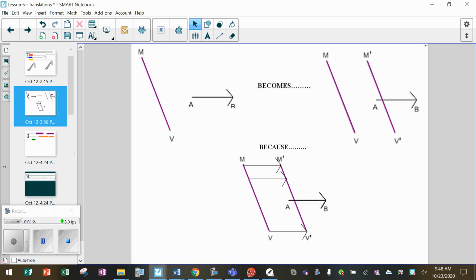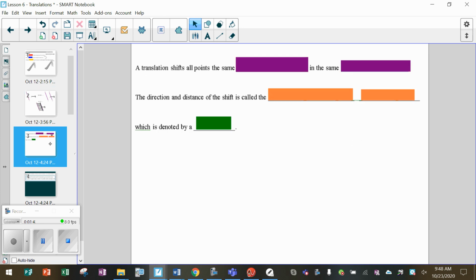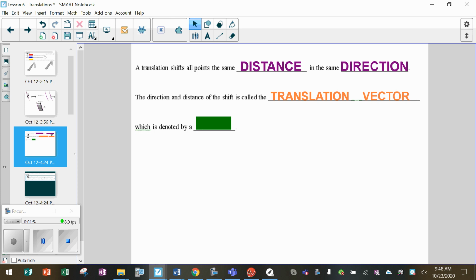and I can move it to different places, every point in my shape moved in the same direction and the same distance, no matter which point I pick. All these vectors of my translated points will be parallel to each other because everything moves the same distance in the same direction. So a translation shifts all points the same distance in the same direction. The distance and the direction of the shift is called the translation vector.